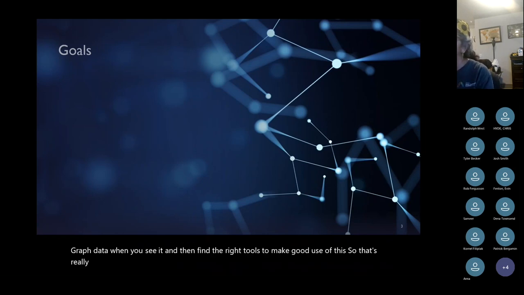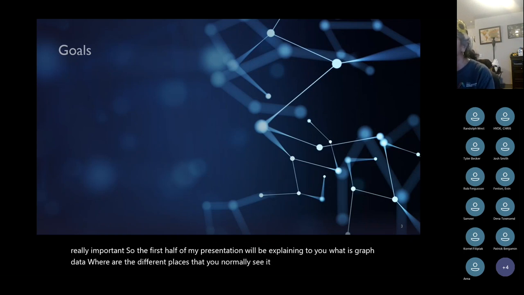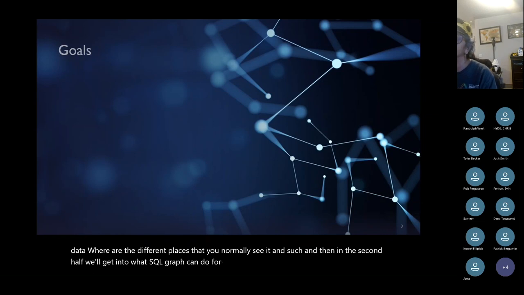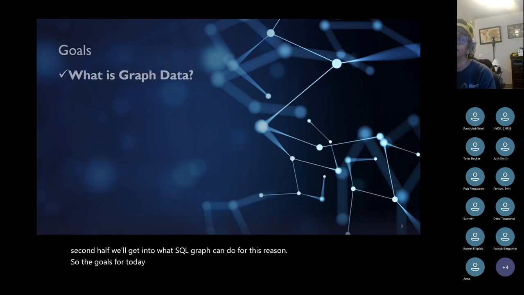So the first half of my presentation will be explaining to you what is graph data, where are the different places that you normally see it and such. And then in the second half, we'll get into what SQL Graph can do for this reason. So the goals for today is what is graph data?